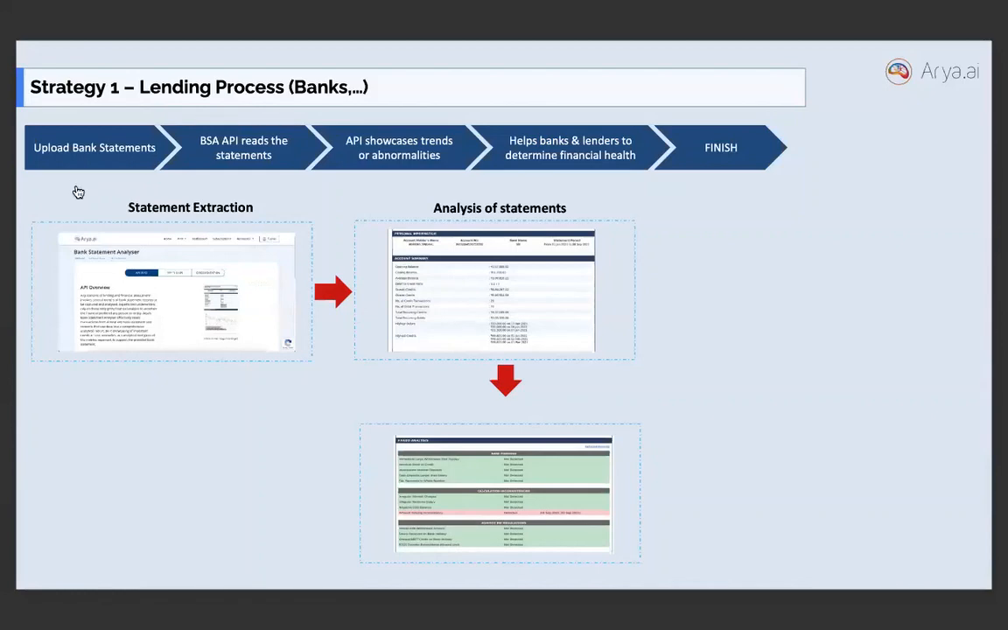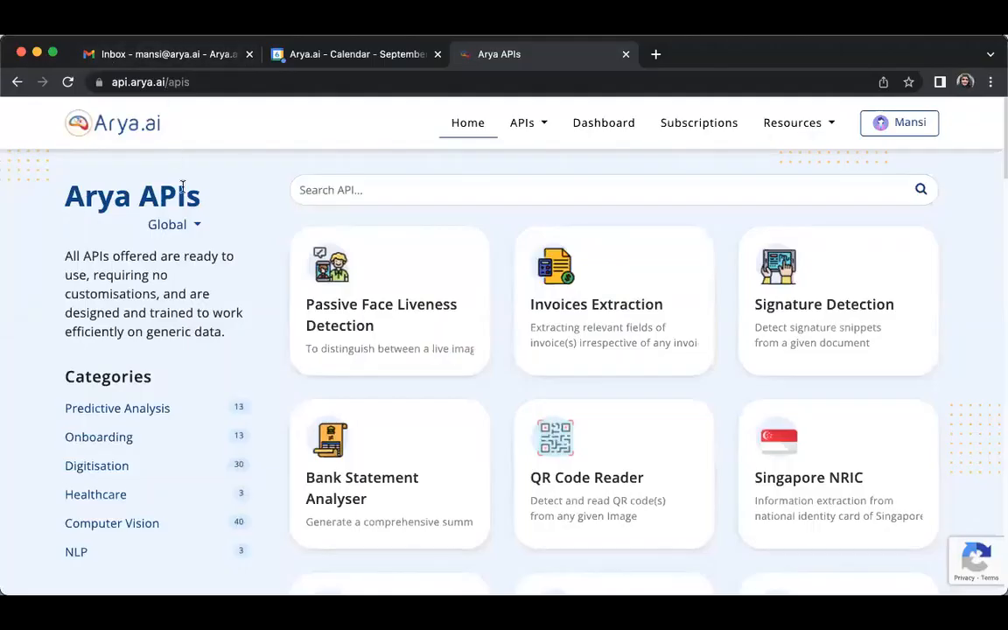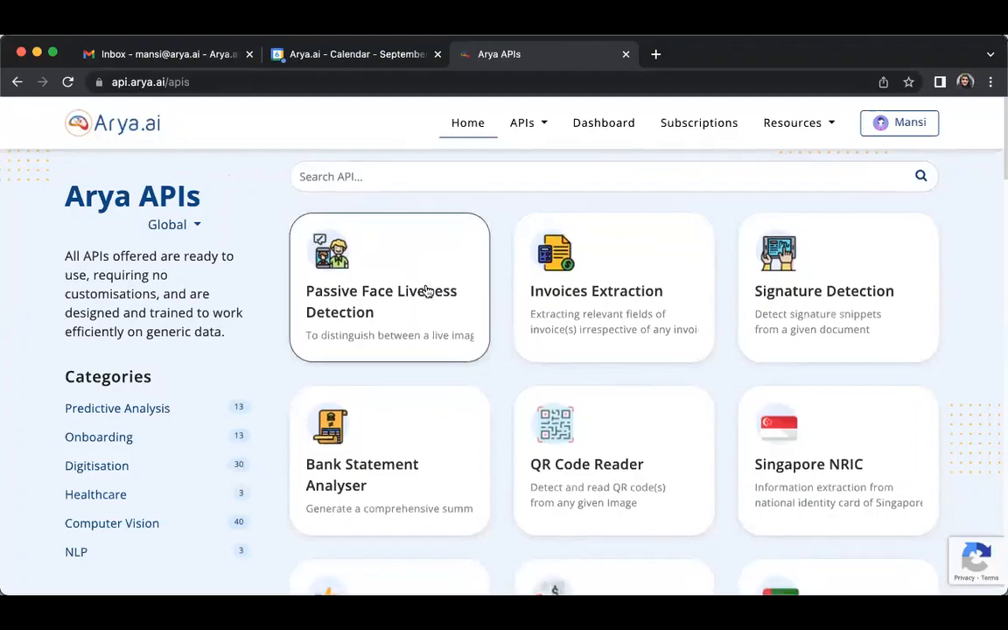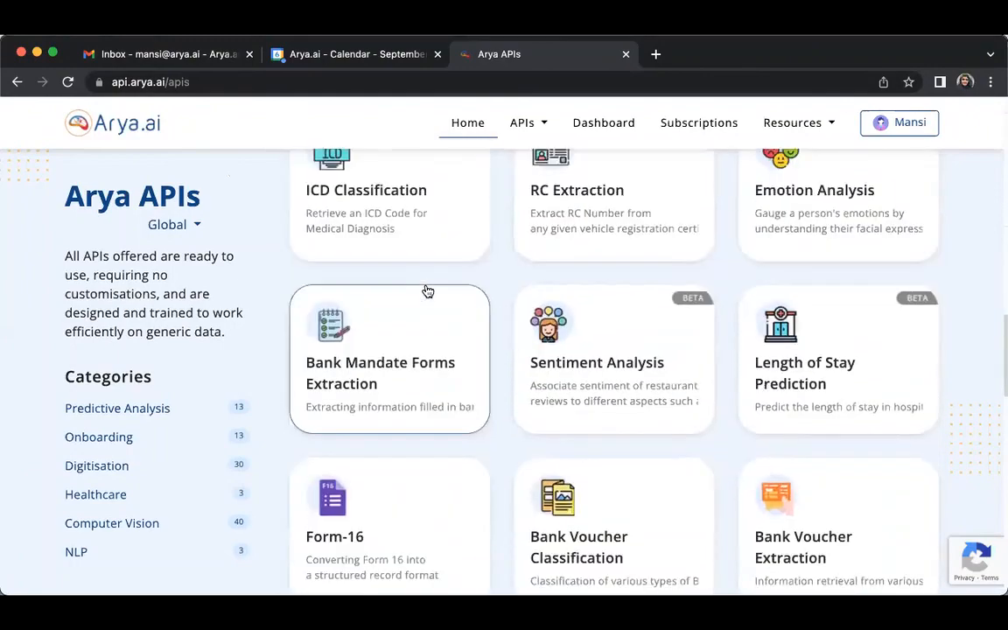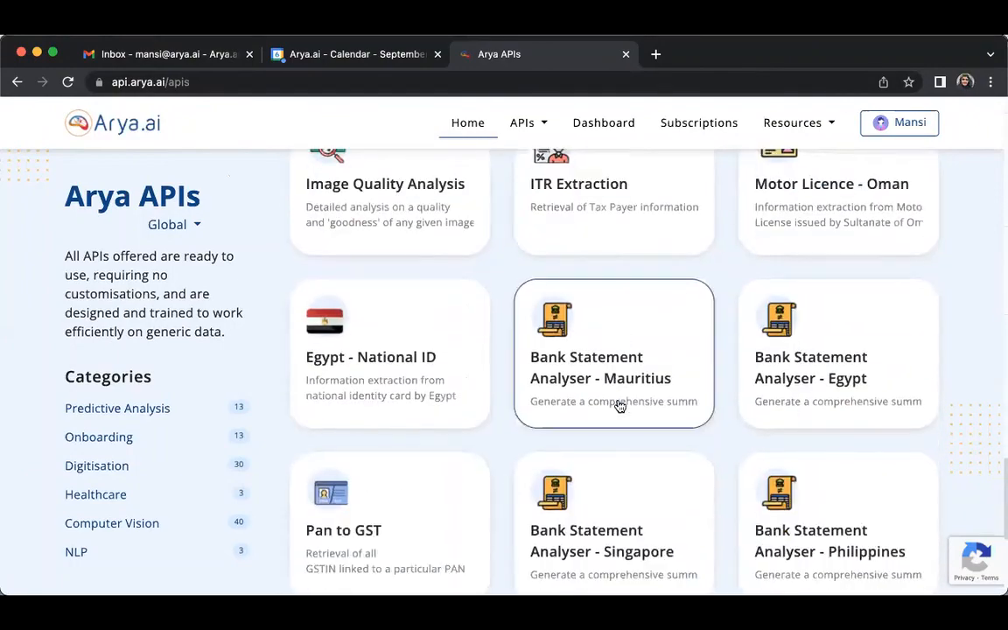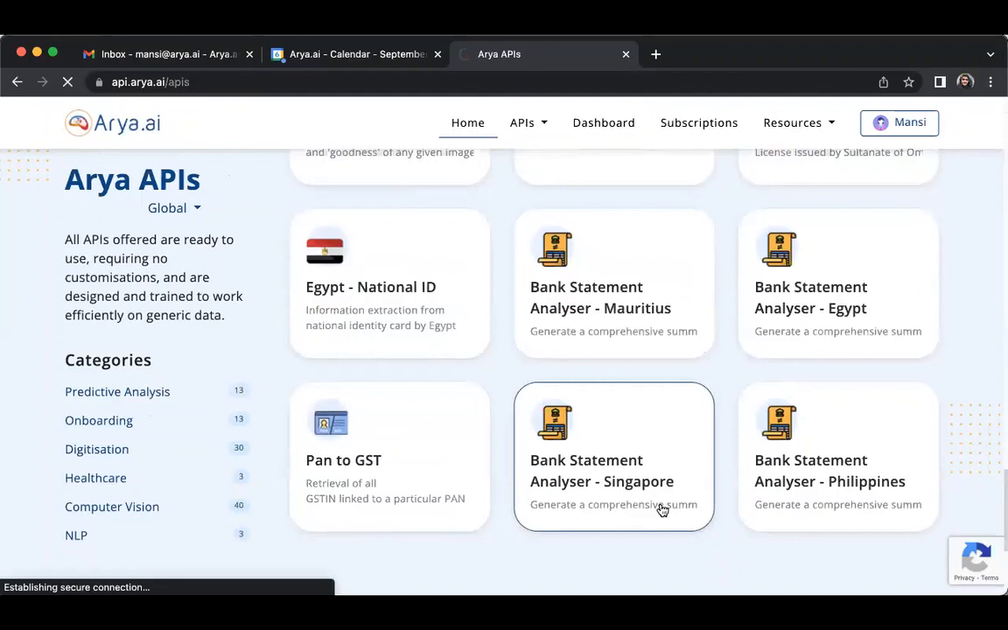Moving on, I will just take you through the platform. You can visit this platform yourself at api.arya.ai and create your own account as well. All of these APIs are ready to use and can be tried by anyone with their own samples once you create an account. Today, what we will be specifically seeing is the Bank Statement Analyzer API for Singapore to start with, and then we can go ahead and check out all the other APIs if needed.